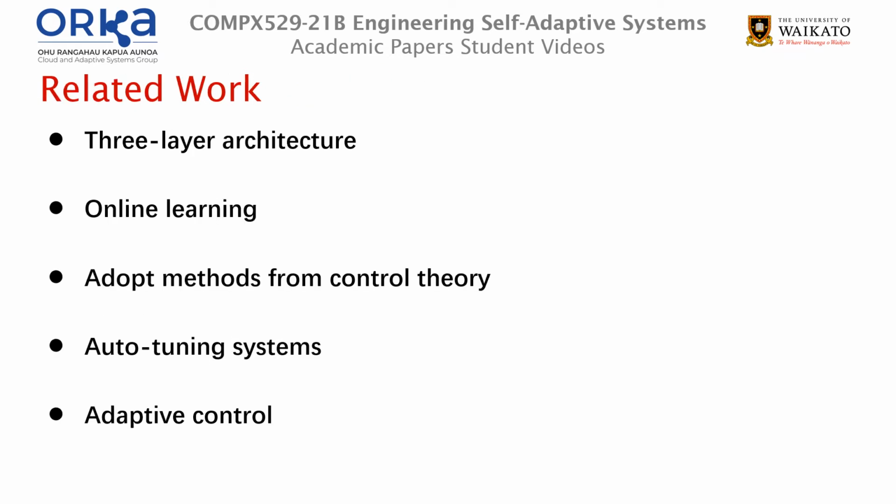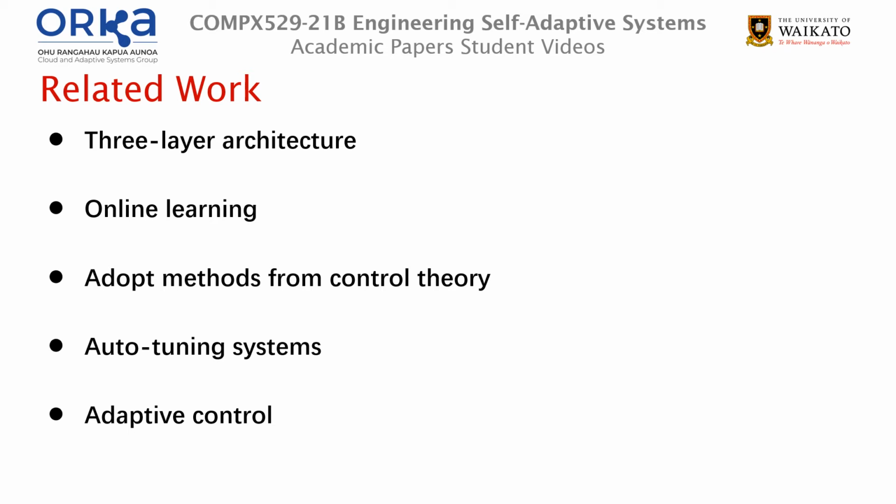To address this problem, several authors suggested adding extra layers to a self-adaptive system's adaptation logic. The first such approach was the three-layer architecture, in which the managed element is adapted using reactive plans by the adaptation logic of the middle layer. Other hierarchical approaches use online learning to improve the performance of the adaptation logic. Several authors proposed adopting methods from control theory to engineer self-adaptive software because of the similarities between the two fields.